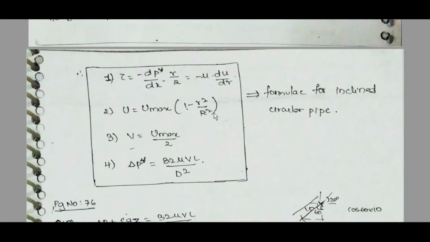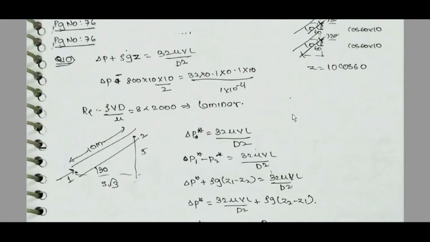U is equal to U max into 1 minus small r square by capital R square. V is equal to U max by 2. Delta P star is equal to 32 mu VL by d square. These are the formulas for an inclined circular pipe.